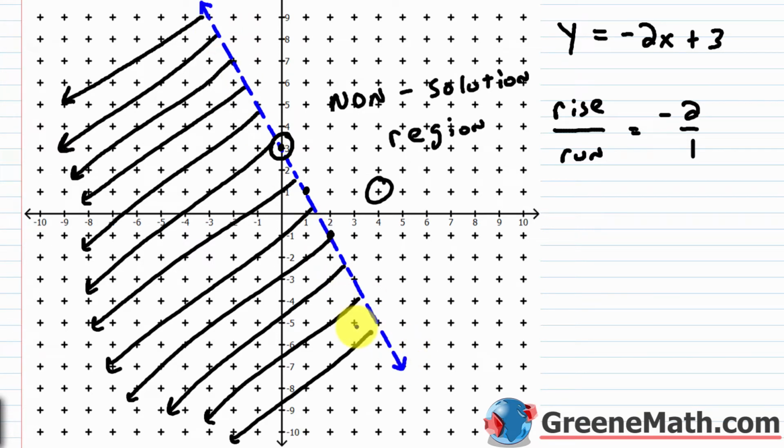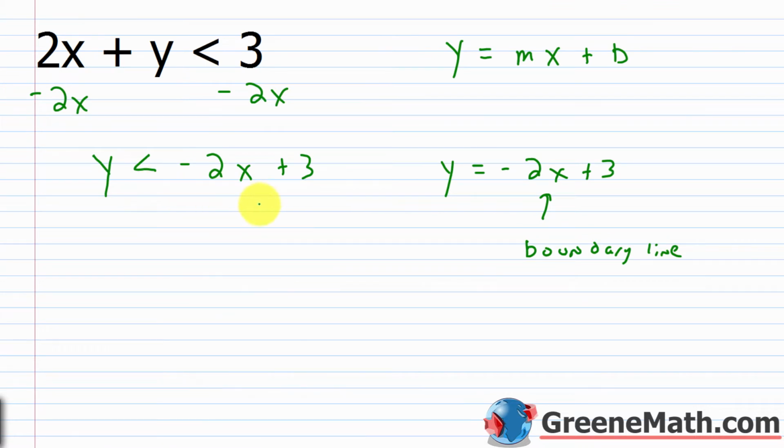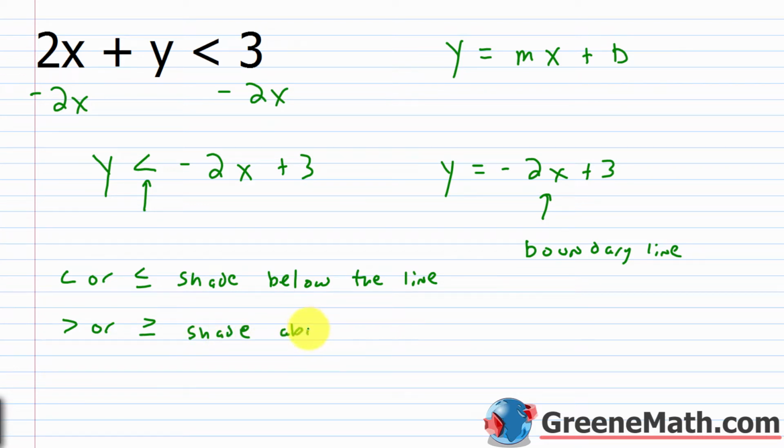Now, here's where the fun part comes in. If I've solved this for y, I don't need a test point. All I do is look at the symbol that I'm given. If I have a less than, I shade below the line. So that's a less than or a less than or equal to. Let me slide that down. Less than or less than or equal to, shade below the line. If I have a greater than or a greater than or equal to, I'm going to shade above the line. It's very, very simple. So if I look at this, this is a less than.